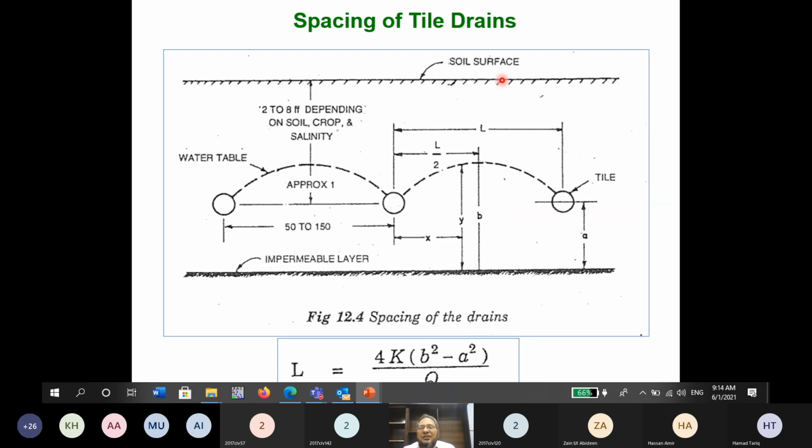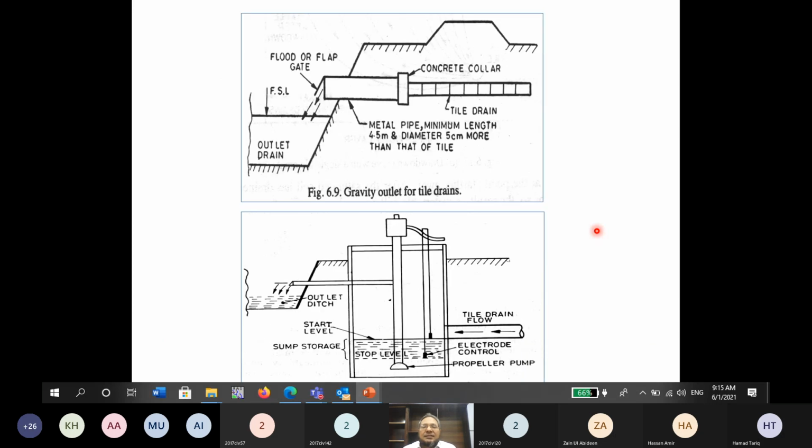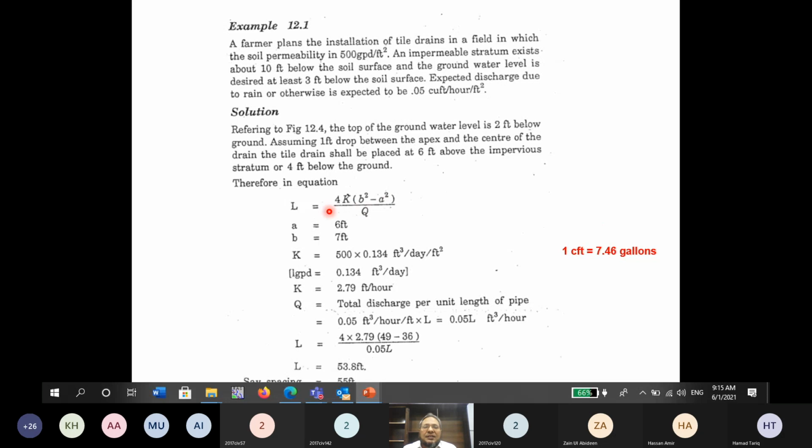So if the total is 10 feet, and this farmer wants that it should be lowered by 3 feet, then what is the value of B? 7 feet, yes, good. And by assuming a central rise of 1 foot, what should be the value of A? 6 feet, yes. So he has computed A is 6 feet and B is 7 feet by assuming 1 foot rise.